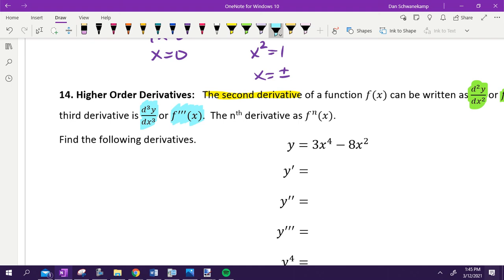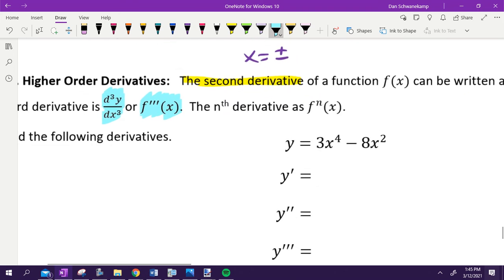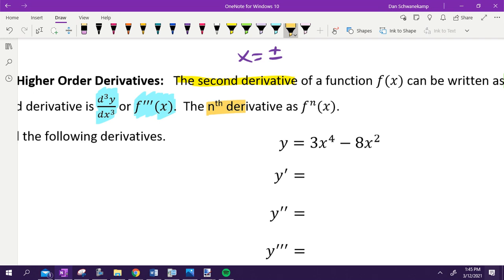It's the third derivative. And in all of Calc AB, I would guess that we find the third derivative like twice. It is not something we do very often. We'll find the second derivative a ton. Third derivative, not really. So don't worry about it too much. You could also find the nth derivative of a function, and they would write it like that.